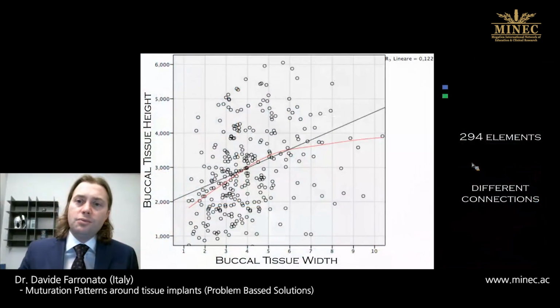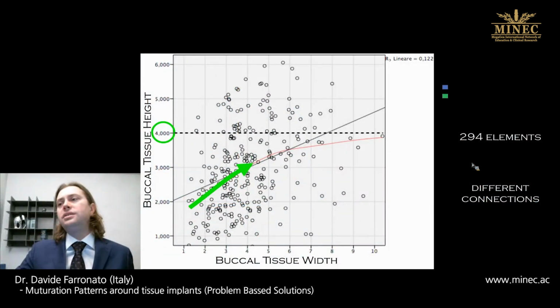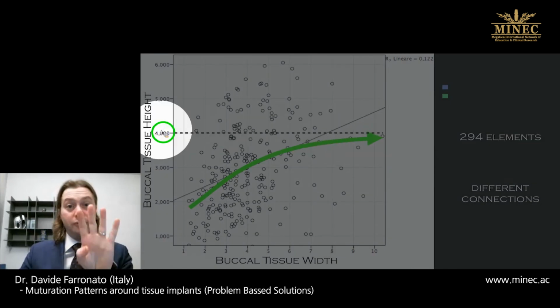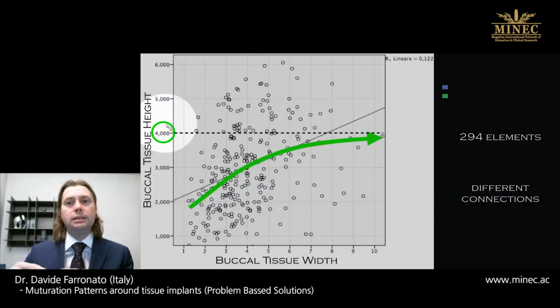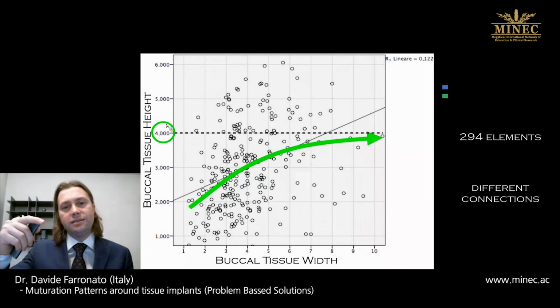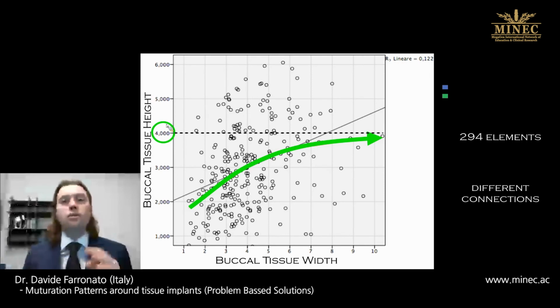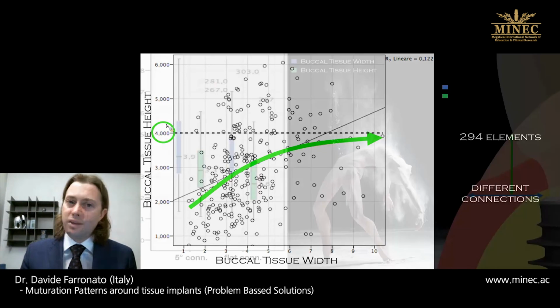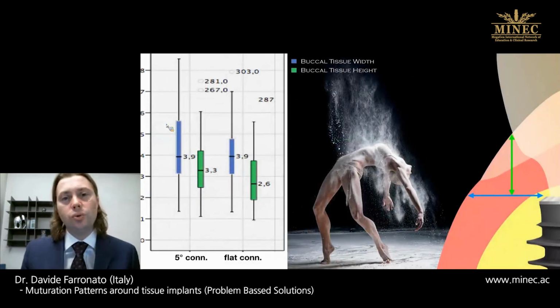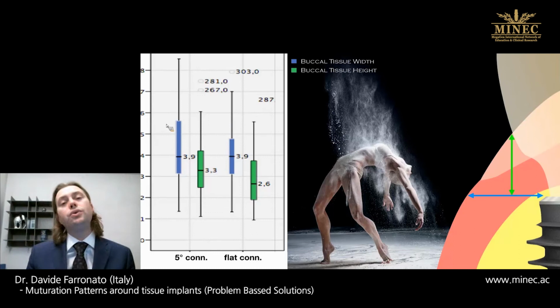Again, you can see that there is a tendency of all these numbers to reach the magic number 4. And again, the buccal tissue height, so the transmucosal distance between the free gingival margin and the connection of the implants, was tending to 4 millimeters again. So again, that is a magic number. But what is cool of this study is that we could compare different implants.